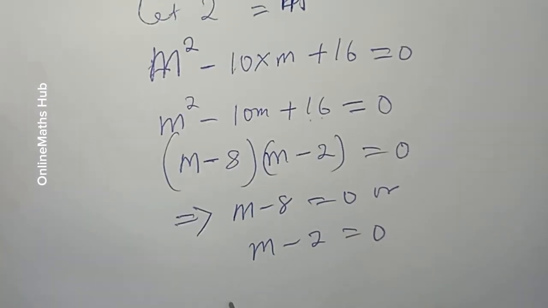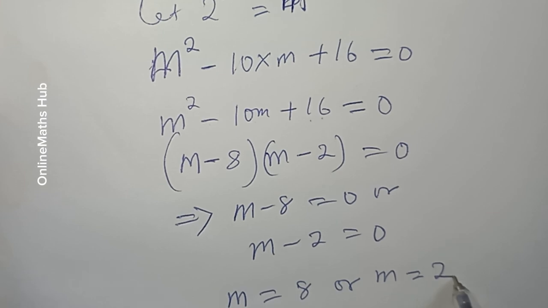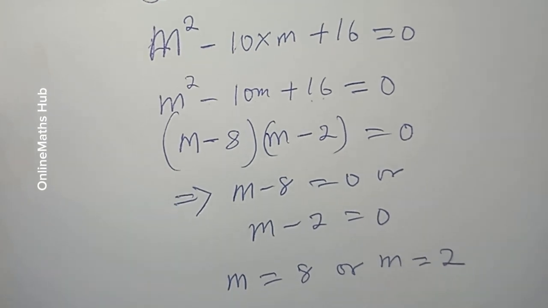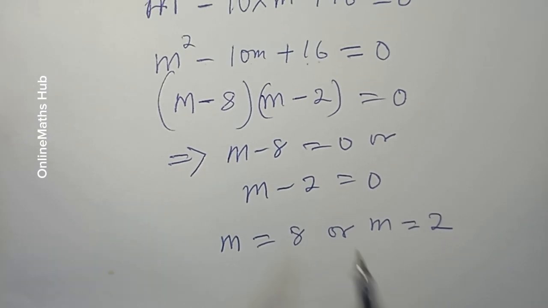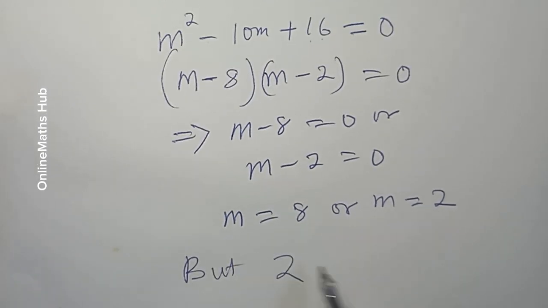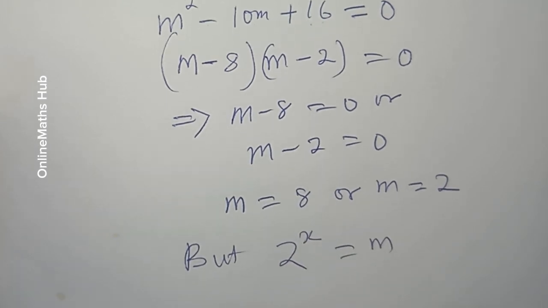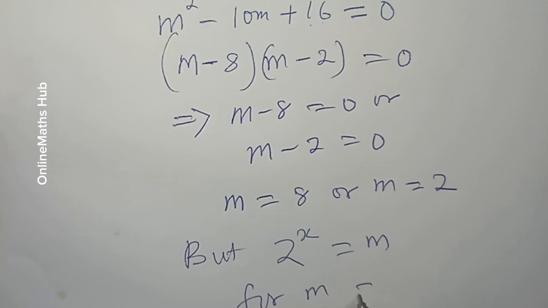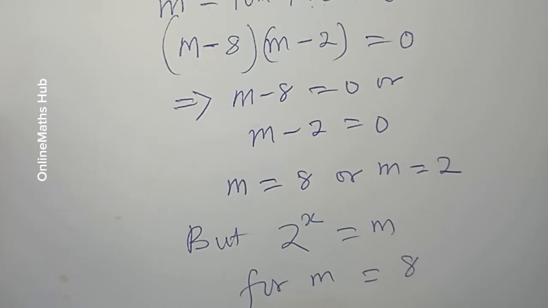In which case, m is equal to 8, or m is equal to 2. But what we are looking for is the value of x, so we go ahead to make some substitution. You just need to remember that we set 2^x to be equal to m. So for m equal to 8, we can go ahead to find the value of x.